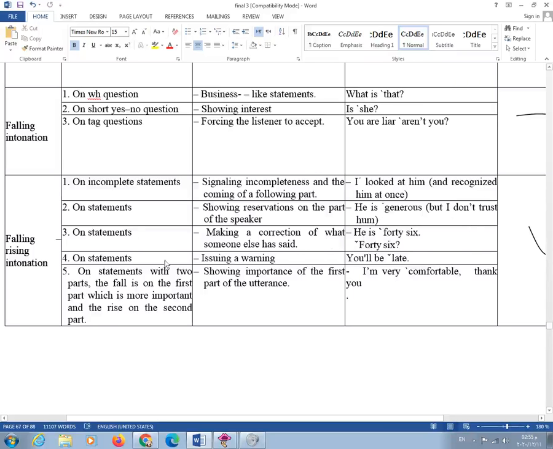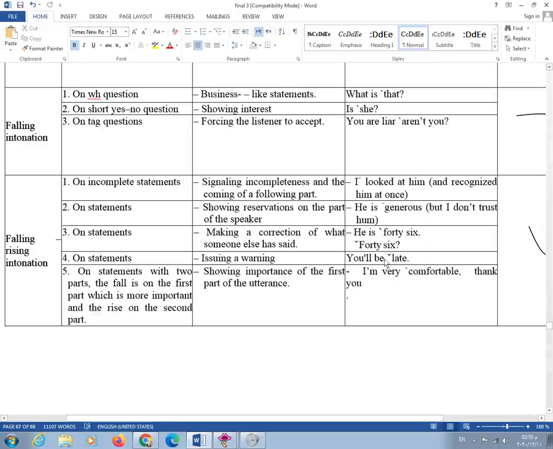On statements, also issuing a warning. For example, you'll be late. You'll be late. Yeah, I warn you. You're gonna be late. Okay, you'll be late.